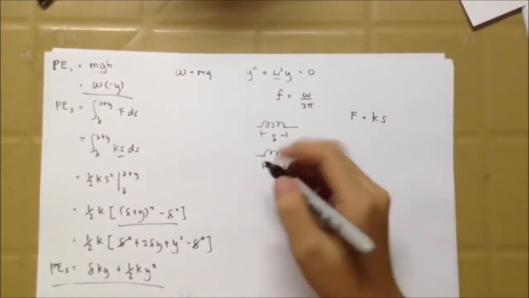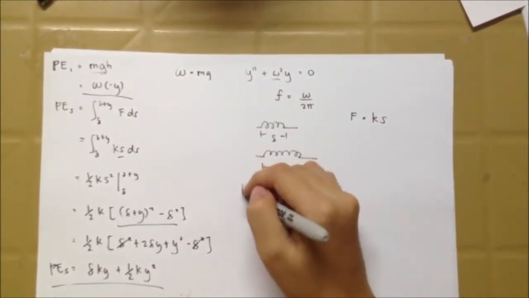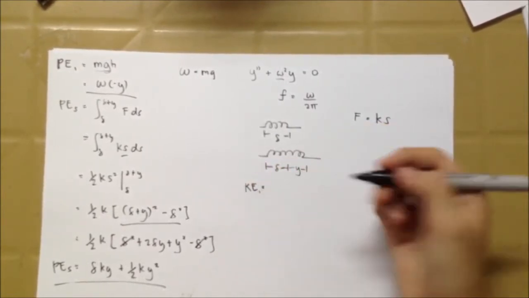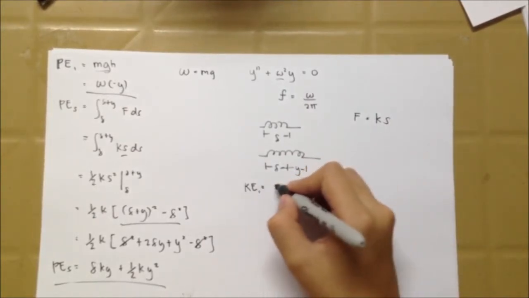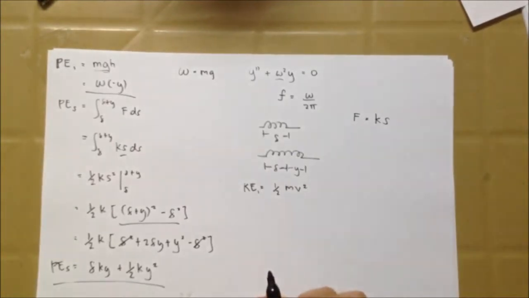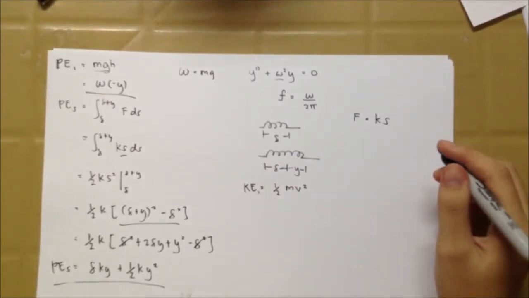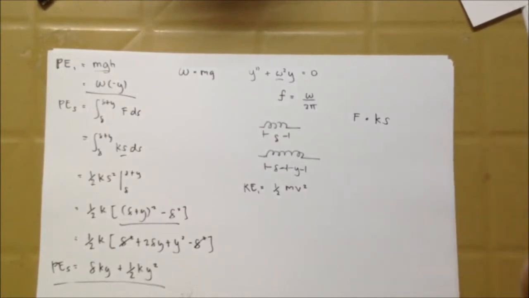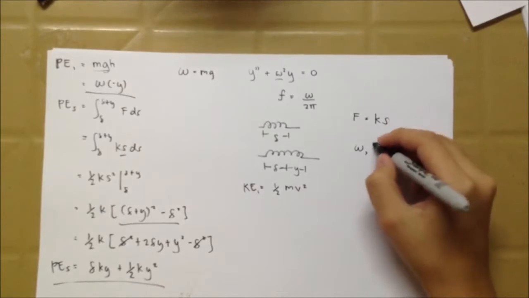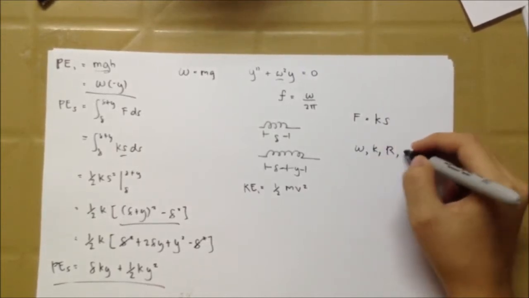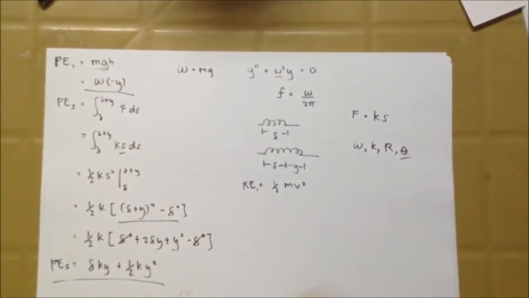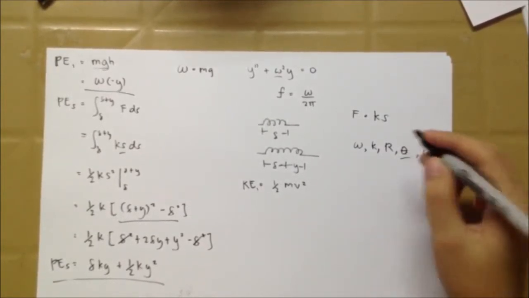And the kinetic energy that is contributed by the weight W is given by, recall, the kinetic energy formula: 1/2 mv squared. Now for this problem, to make things easier and to cancel things, we will only make use of the variables weight W, spring constant K, radius R, and theta. I will discuss what theta is later. Also y, your displacement y.